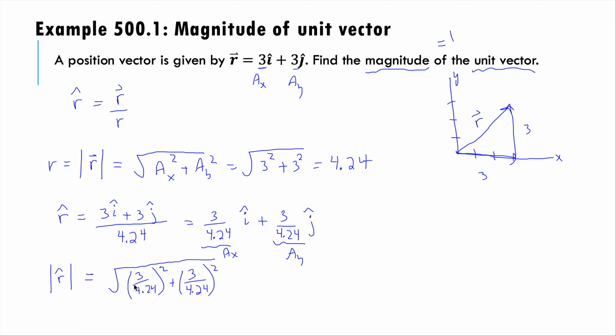And if you put this in a calculator without any rounding errors, you will definitely get 1. So the magnitude of a unit vector is always 1, but to find the unit vector itself, we divide the vector by its magnitude.